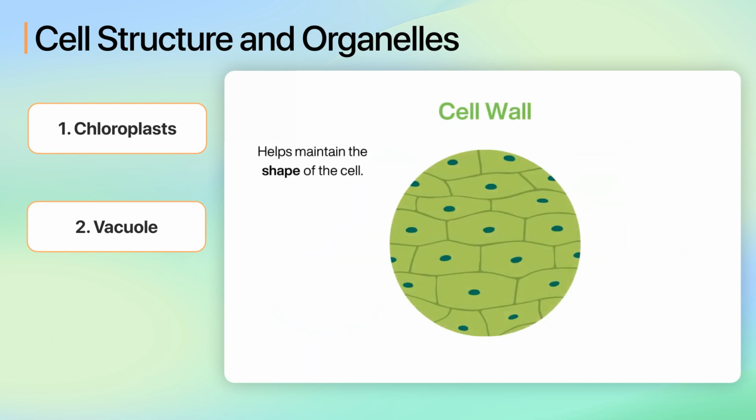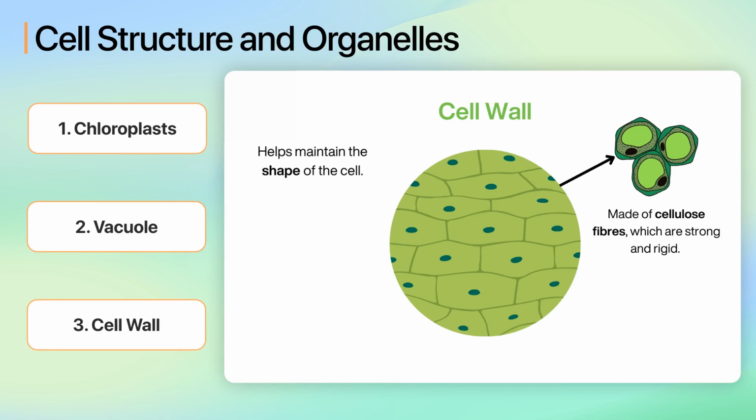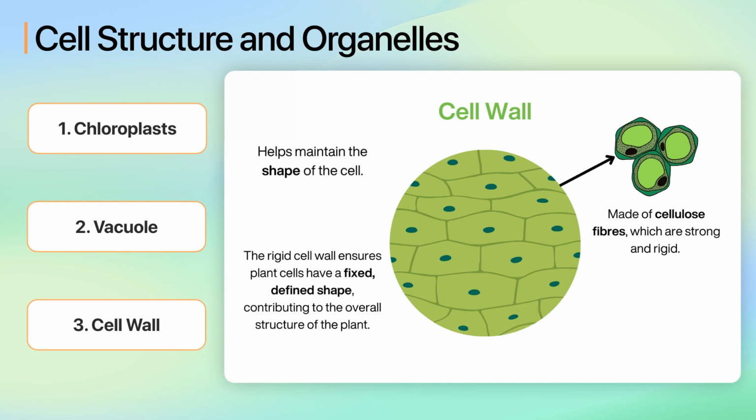Plant cells also have a cell wall, which is an additional layer outside the cell membrane found only in plant cells. This cell wall is made of cellulose fibers which are strong and rigid, and it provides structural support and protection to the cell. It helps maintain the shape of the cell and prevents it from bursting when water enters the cell. Unlike animal cells, which only have a cell membrane, the rigid cell wall ensures plant cells have a fixed, defined shape, contributing to the overall structure of the plant.